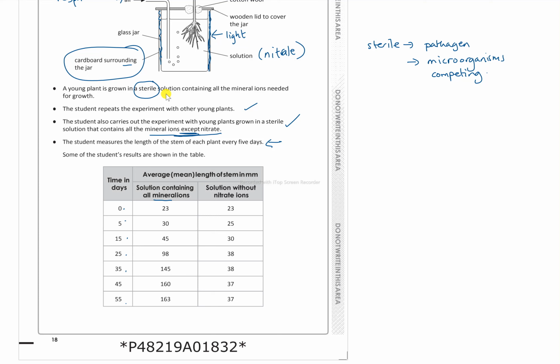If it's got mineral ions, it grows 23, 30, 45, 98, 145, 160, 163. Without nitrate ions, it grows 23, 25, 30, 38, 38, and then it sort of peaks off and it goes down a bit actually. So that's how important nitrate ions are, because to get growth you need amino acids to make proteins, to make DNA for new nuclei.